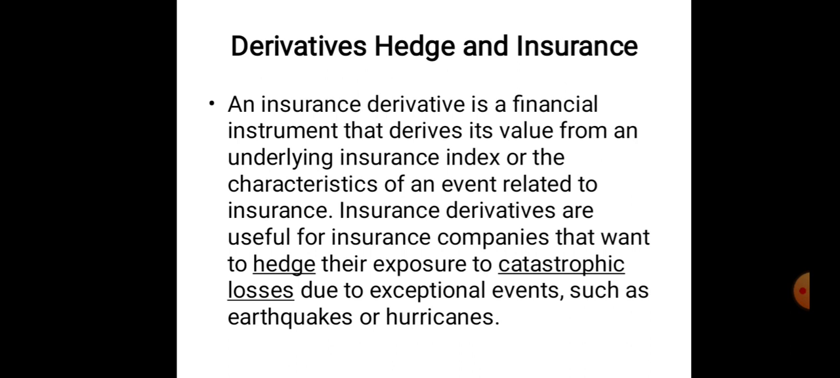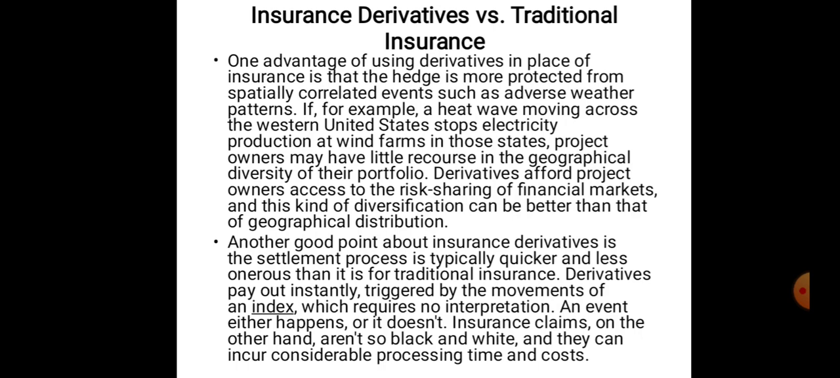Next is insurance derivatives versus traditional insurance. Traditional insurance, as we all know, means car insurance, bike insurance, motor vehicle insurance, and life insurance. These are all traditional insurances. But a shift happened from the 2020s onwards, that is, insurance derivatives as well. Even weather derivatives you can find. These are becoming very popular nowadays.